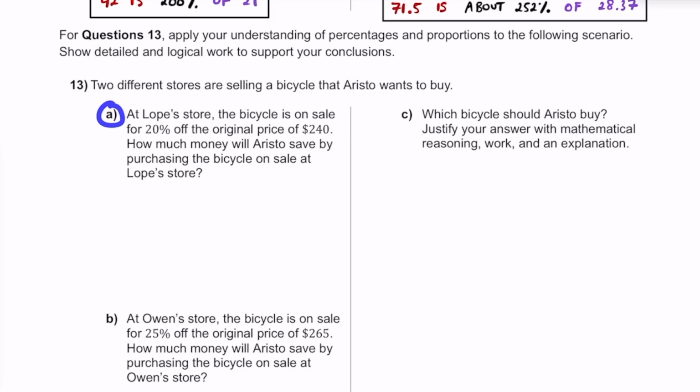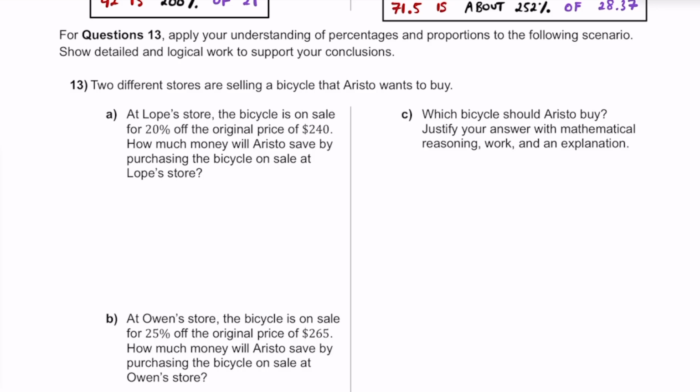All right, so let's look at this first store. At Lope's store, the bicycle is on sale for 20% off the original price of $240. How much money will Aristo save by purchasing the bicycle on sale at Lope's store? So while there's definitely different ways you can go about solving this, we're really practicing using proportions here. So let's go ahead and set this up as a percentage here.